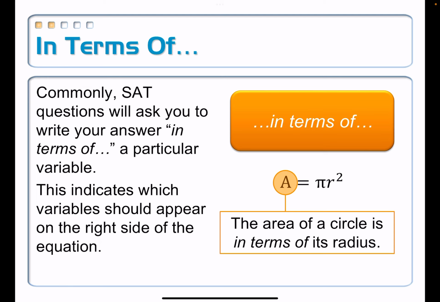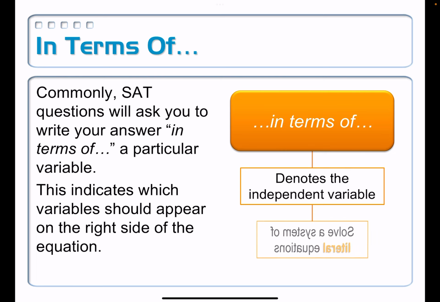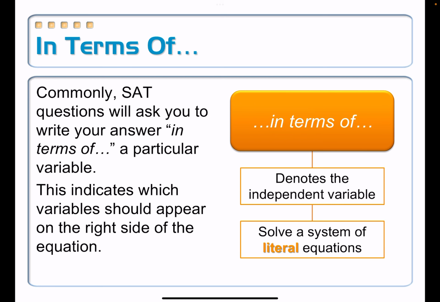But what we want to do, as you'll see in just a little bit, is maybe I don't want it in terms of r. Maybe I want it in terms of another variable like diameter, or perhaps the circumference of the circle. And we're going to do that by substitution. So once again, the "in terms of" is going to denote which is the independent variable that we want on the right side of the equation, and we're going to get it there by essentially solving a system of literal equations. So what are the methods that you could use to solve a system of equations?